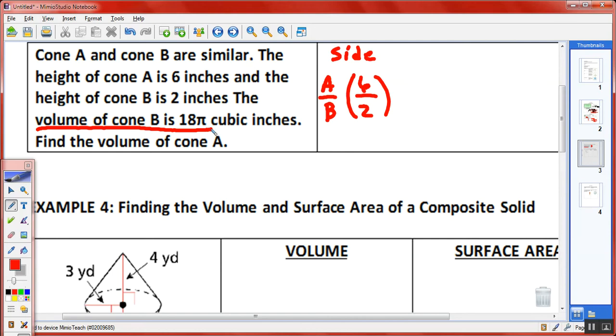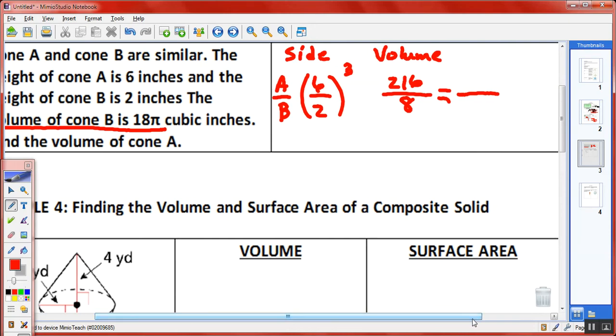Okay, what do I have to find the volume of? No problem. Here we go. If I have a side ratio, what do I need to do to it to get a volume ratio? What is 6 cubed? What is 2 cubed? It means for every 216 cubic units in cone A, there are 8 cubic units in cone B. But in cone B, how many cubic units do they have? 18 pi. Is the 18 pi going up top or bottom to complete the proportion?